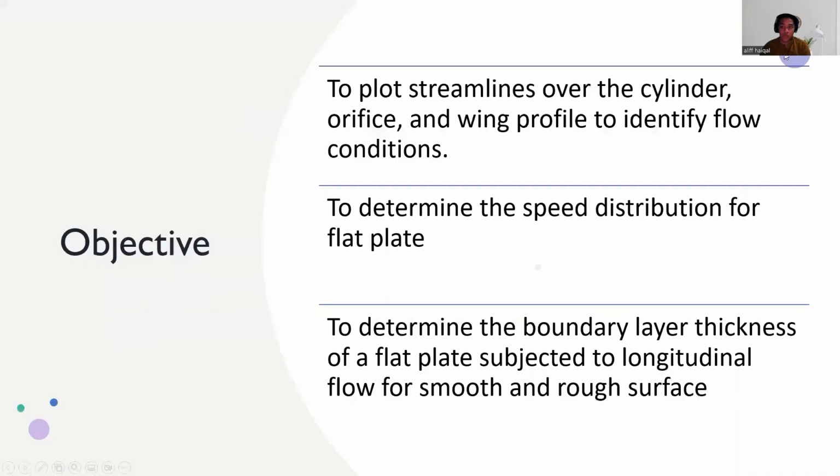For the objective, first is to plot streamlines over the cylinder, orifice, and wing profile to identify flow condition. Next is to determine the speed distribution for a flat plate and to determine the boundary layer thickness of a plate surface subjected to longitudinal flow for smooth and rough surface.